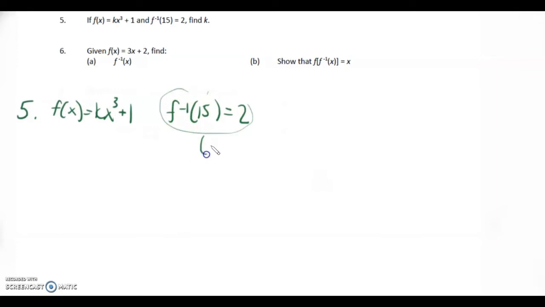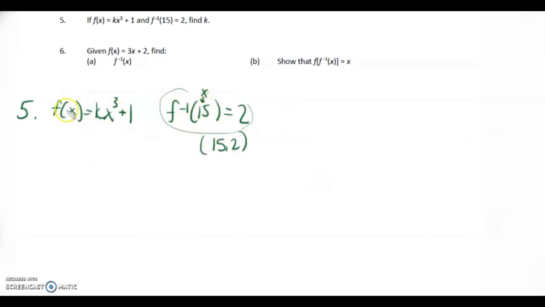Okay, number 5. If f at x equals kx cubed plus 1, so they're giving us this piece of information, f at x equals kx to the 3 plus 1, and they're giving us that f inverse at some number, 15, equals 2. We're going to have to find k. Because they give us this ordered pair, and remember this is the ordered pair, no, 15 comma 2, did that wrong, 15 comma 2. The reason why it's 15 comma 2 is because it's f at x, so this is clearly going to be the x value.